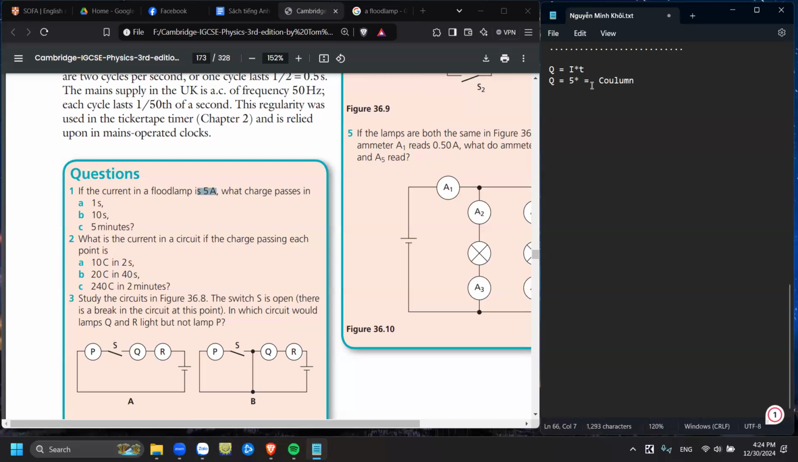Wait, but isn't it 25? I don't get it. 5 minutes. Each minute is 60 seconds. Oh, so you have 300 seconds. So it's 300 seconds times 5 ampere. 1,500 coulomb. Good. 1,500 coulomb.